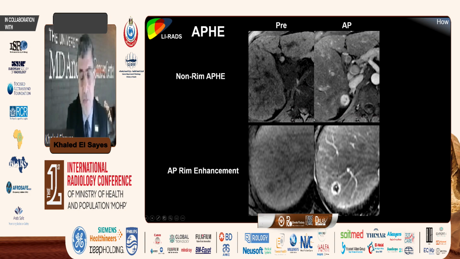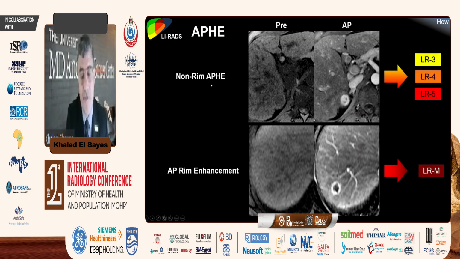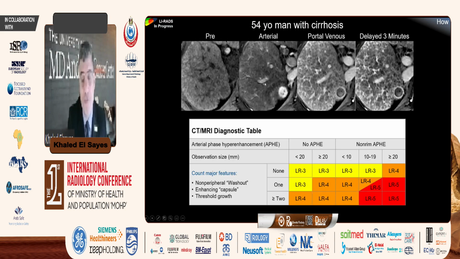And this is rim hyperenhancement that we see here in the arterial phase as well. Rim hyperenhancement indicates what? It indicates LR-M, but non-rim arterial phase hyperenhancement, then you do it in the diagnostic table and you can categorize it accordingly. So this is very important.